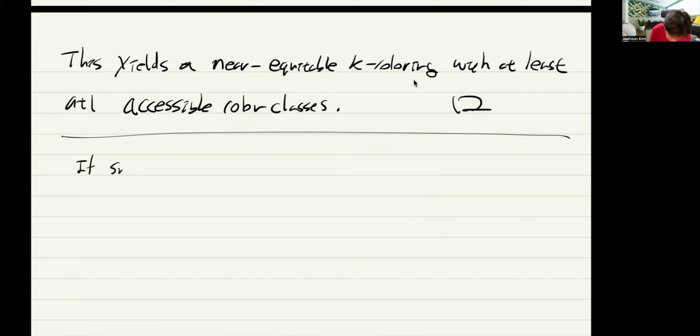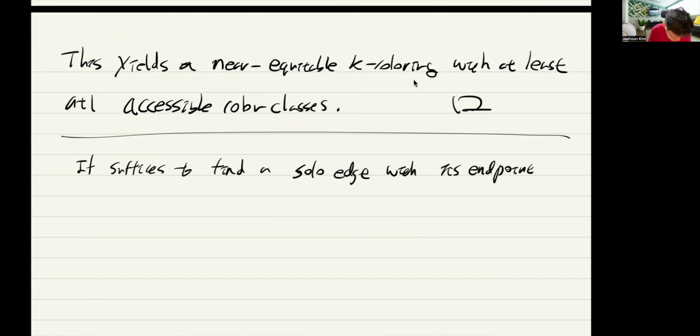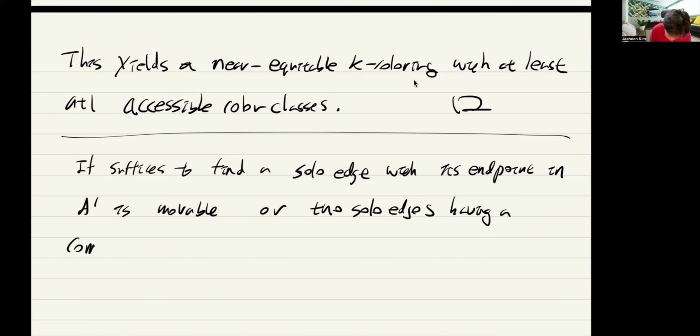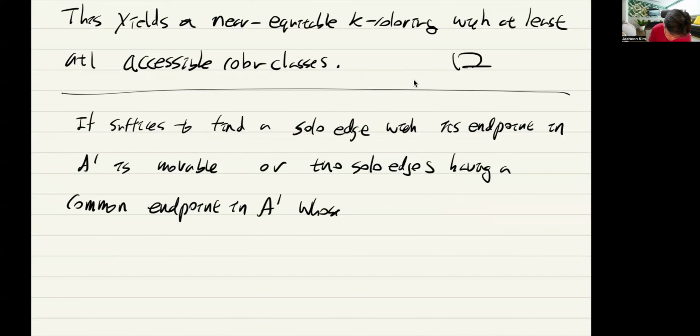So by this claim, it suffices to find a solo edge with its endpoint in A prime that is movable, or two solo edges having a common endpoint in A prime whose other endpoints are not adjacent.